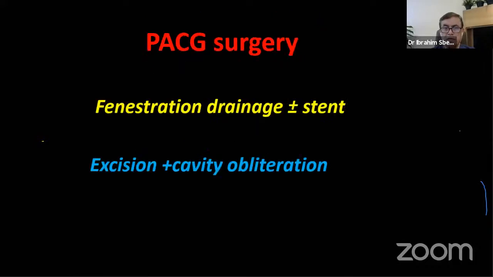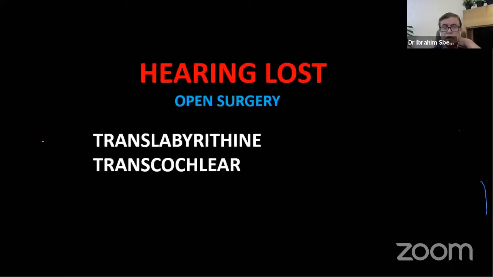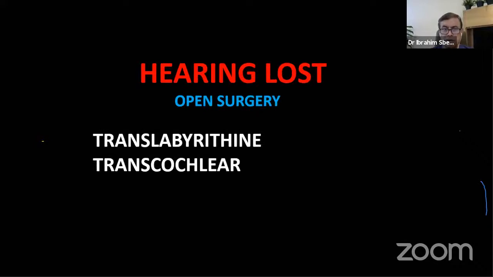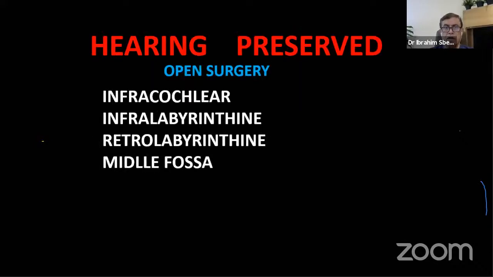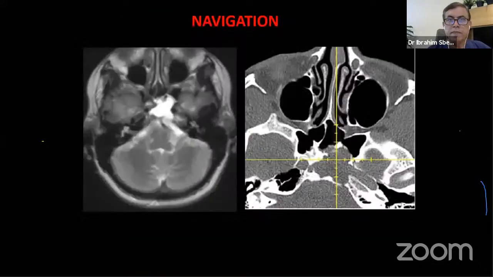And once you obliterate the cavity, you obliterate with fat or muscle or both. If the hearing is lost, then you may go for translabyrinthine or transcochlear because hearing is lost. If the hearing is not lost, then you don't go translabyrinthine or transcochlear, you go infracochlear, infralabyrinthine, retrolabyrinthine, or middle fossa to avoid hearing loss. We always do an audiogram before and after the procedure, and we use navigation.